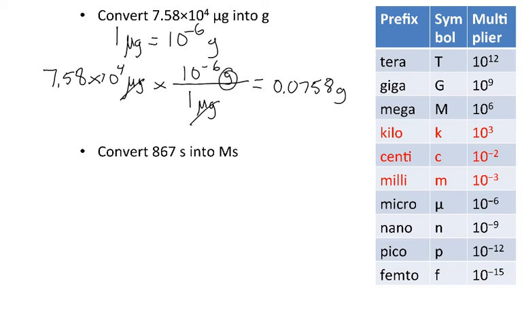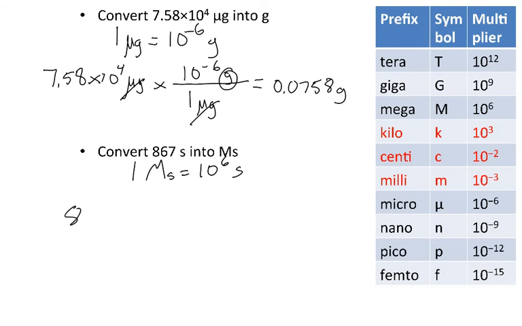All right, in our last example, I want to convert 867 seconds into megaseconds. So I look at my table. I'm dealing with the prefix mega. So here's mega, 10 to the positive 6, so that means that 1 megasecond is equal to 10 to the positive 6 seconds.